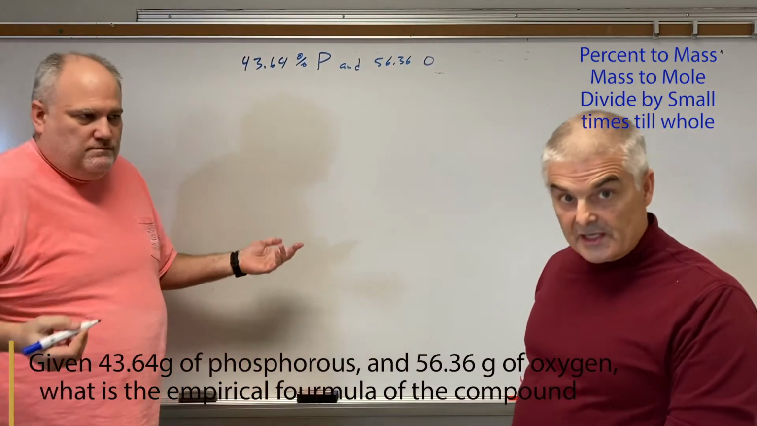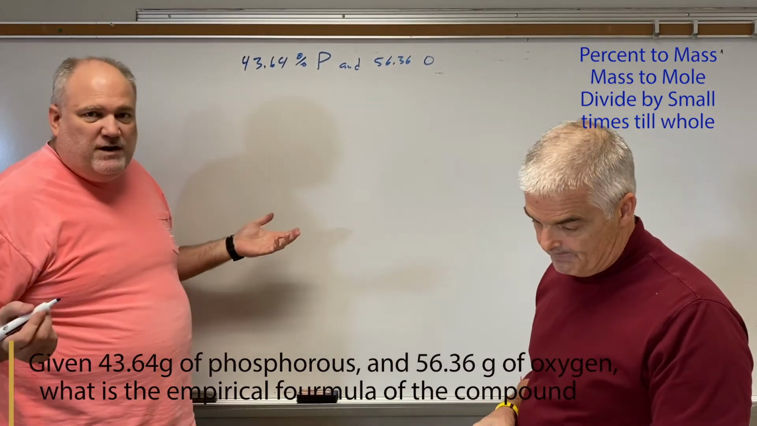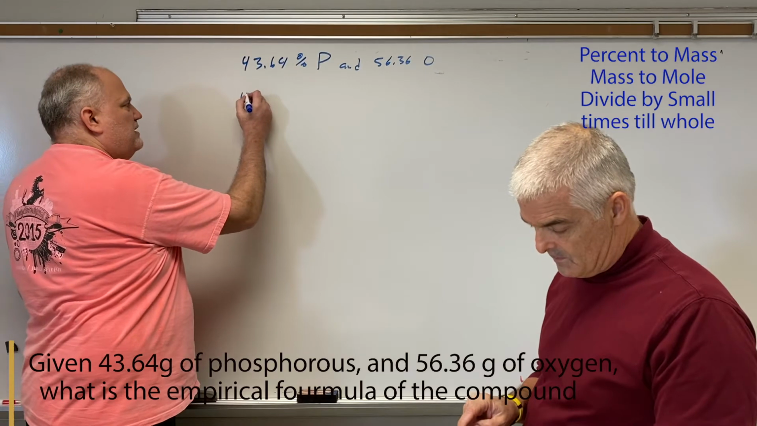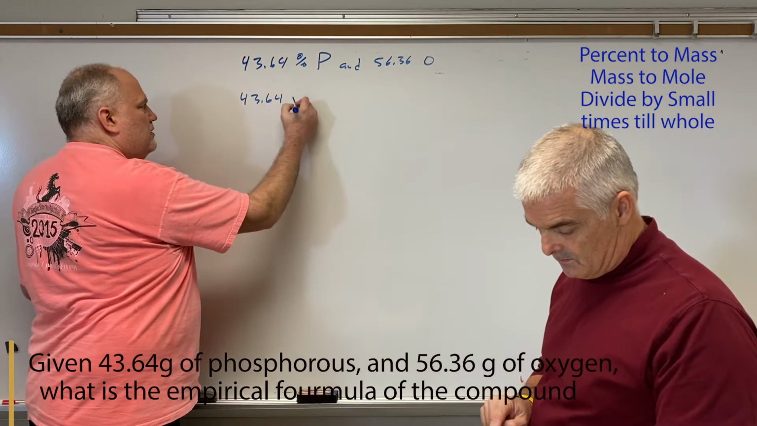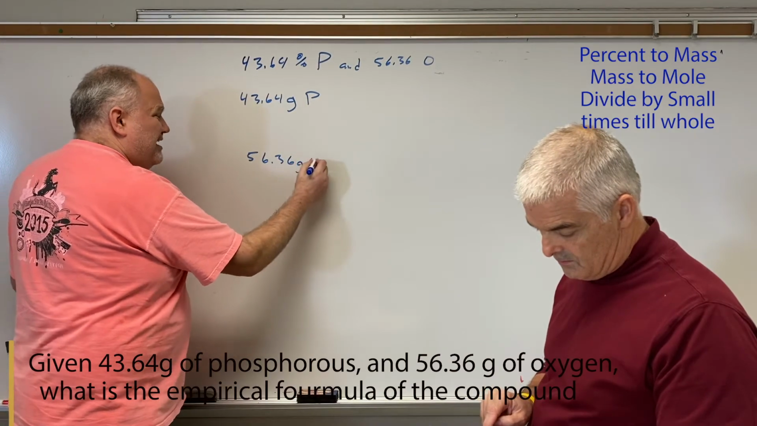So again, percent to mass. So let's do the percent to mass. Here we're starting with percentages. We're going to pretend we have 100 grams. So when we do that, I'm just going to write it down here: 43.64 grams of phosphorus and 56.36 grams of oxygen. Now let me pause here for a moment.